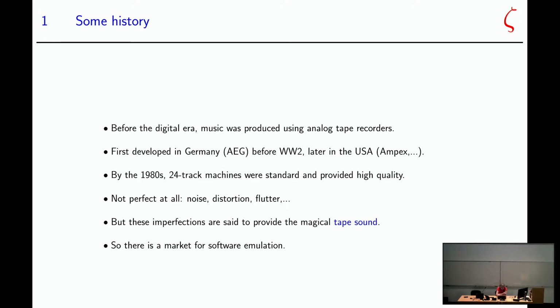They were not perfect at all. You had noise, you had distortion, you had flutters. But these imperfections, some people say, provide something magical which is called tape sound. So there is probably a market for software emulation of whatever this tape sound is supposed to be.